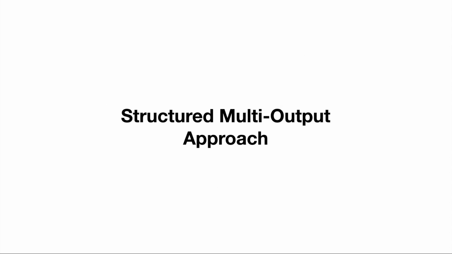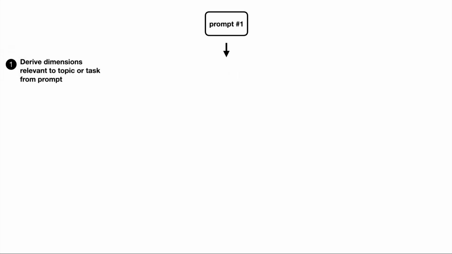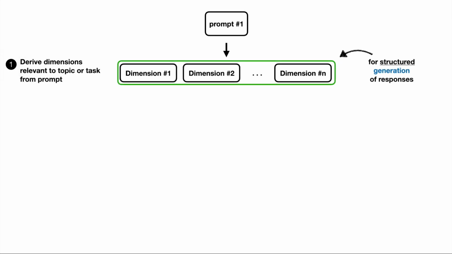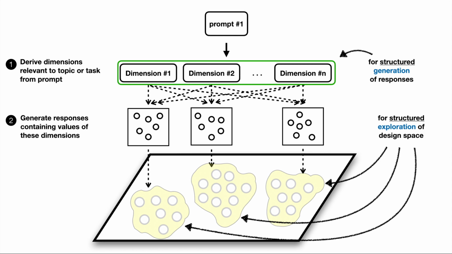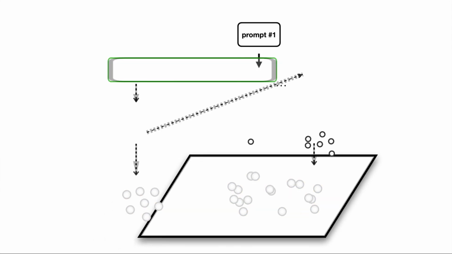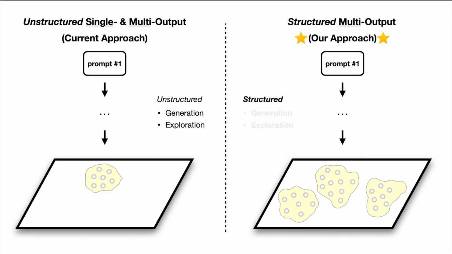We propose a structured multi-output approach. In this approach, when users prompt, we first derive dimensions relevant to a topic or task from the prompt. Then, we generate responses that contain values of these dimensions to enable users to explore the design space in a structured manner. By leveraging dimensions, we can support structured generation and exploration of design space.